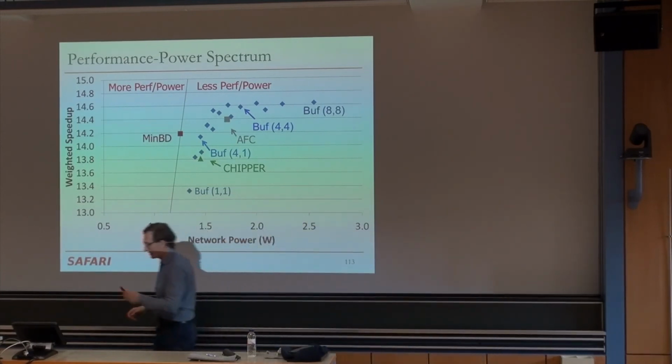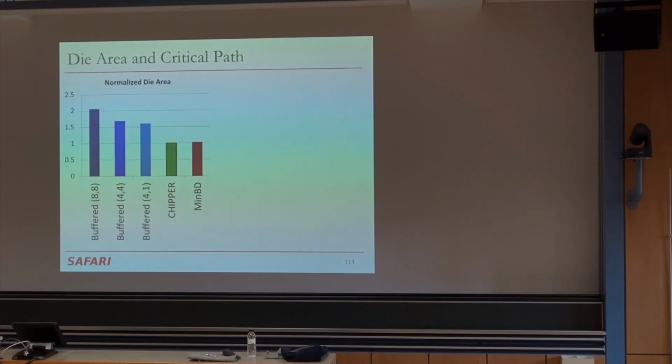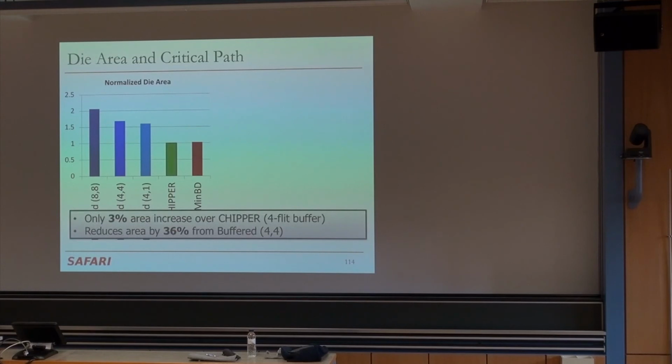Okay, so basically if you want to look at the most energy efficient network, it turns out this minimal buffering leads to the most energy efficient router design. So let's take a look at die area and critical path very quickly also. This is die area. So MIMBD doesn't add much compared to chipper.